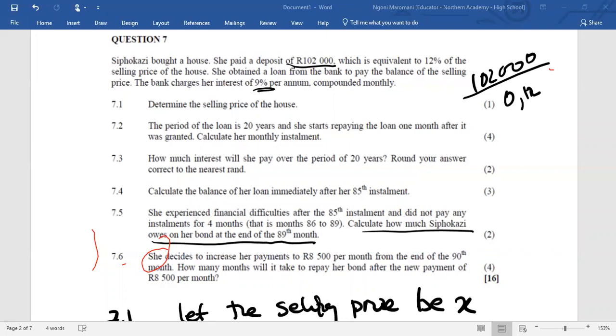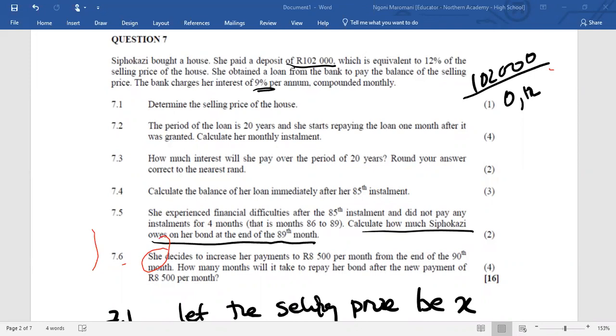Yes. Then on 7.4, they were asking about the outstanding balance. We agreed that you get your outstanding balance by using the present value formula. But now your N, be careful with your N. Your N will be how many more months to go. Are we getting that? Yes. Good.